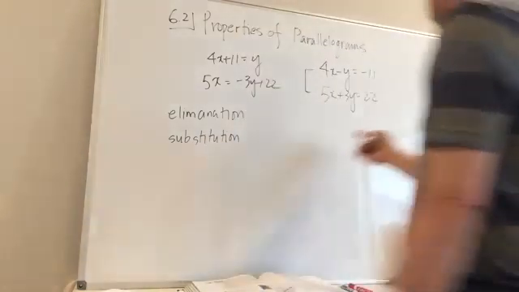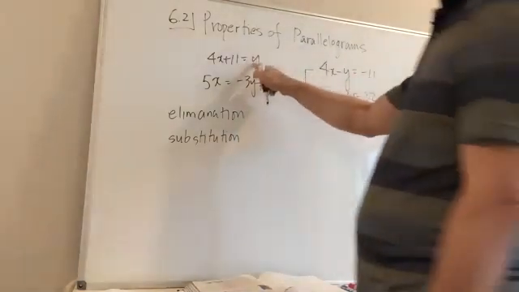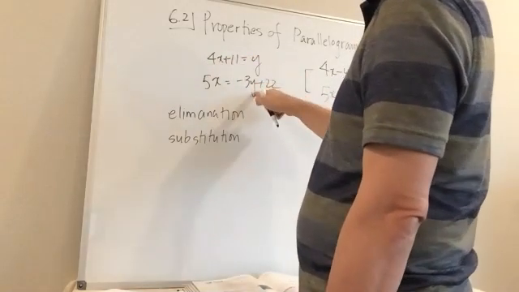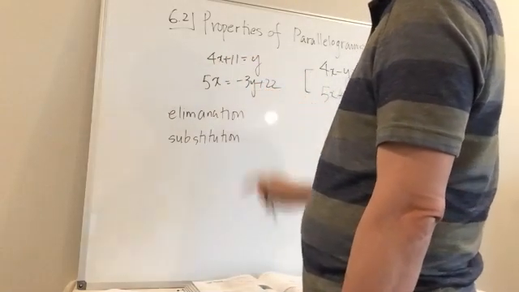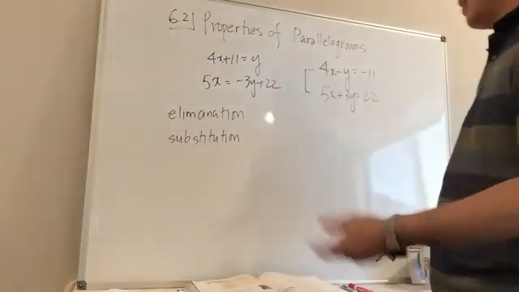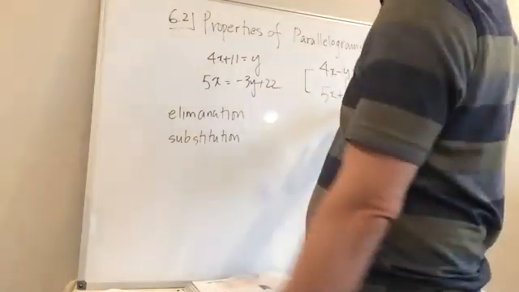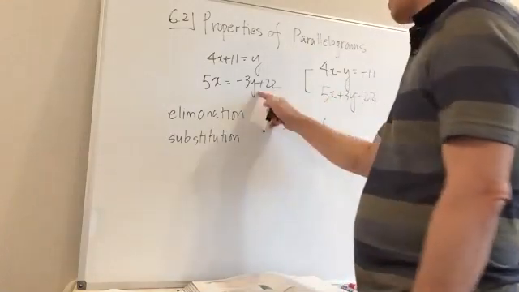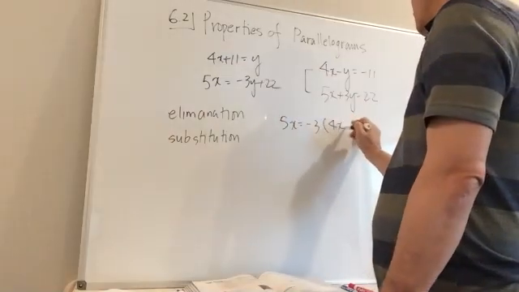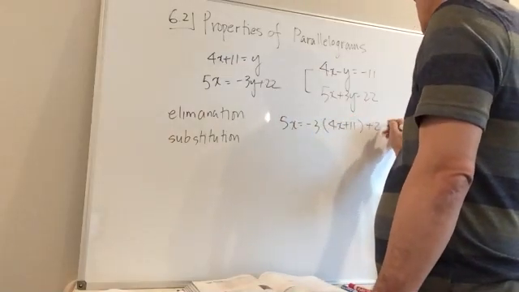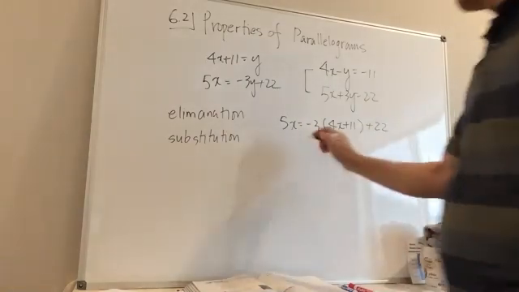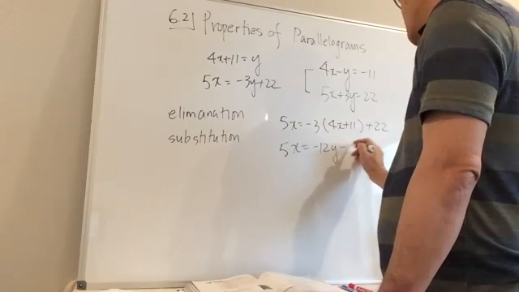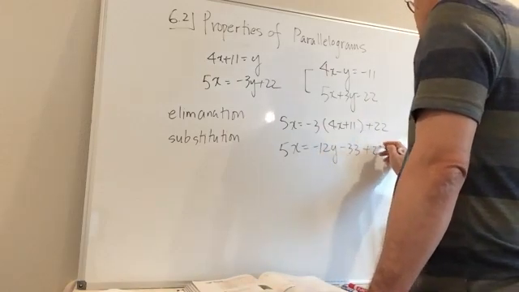So on this one, since we have the y bare by itself, I can just simply put this guy underneath here and solve it. So that's a substitution method, and that would be the preferred method here, right? So I have 5x is equal to negative 3, where y is, I'm going to put 4x plus 11, plus 22. 5x is equal to negative 12x minus 33 plus 22.